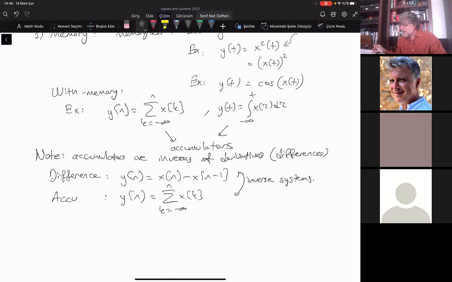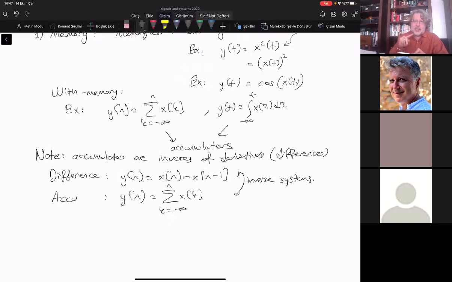And by the way, the second property after the break will be invertibility. Memory is one property of a system. Is it with memory or is it memoryless? That is one thing. And the second property will be, is it invertible or not? And we don't really have the detailed answer to that. We don't have the knowledge to do it right now.